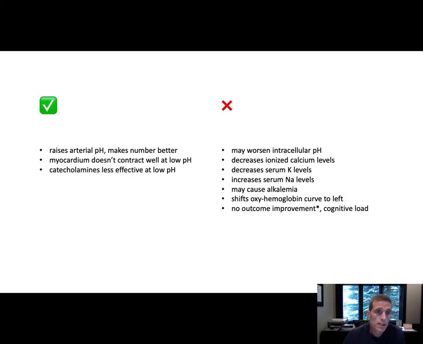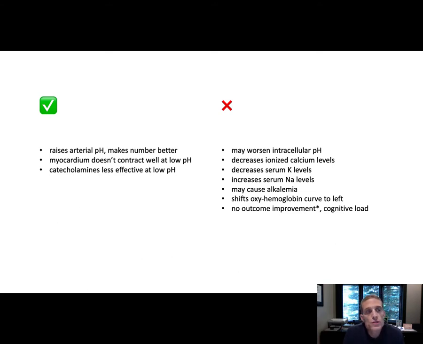So let's talk about why we think bicarb may be helpful and why it may not be helpful. It raises arterial pH. So we get that gas and it shows a pH less than 6.8 or some really low number, and it does tend to raise the arterial pH. It can make that number better. Interestingly, some literature suggested that it may actually lower the central venous pH. So we can make certain numbers better, maybe we make other numbers worse, but the bottom line, does it improve outcome? And we don't know.